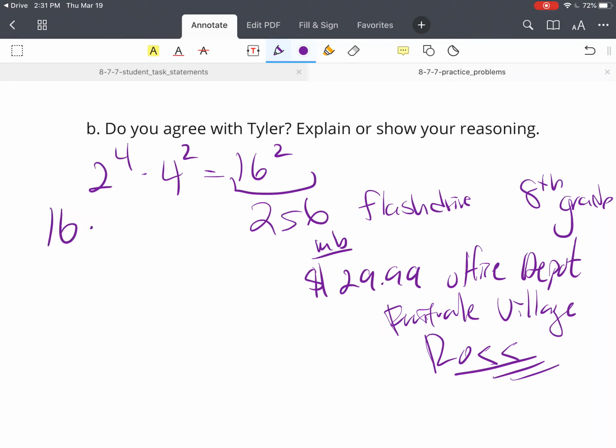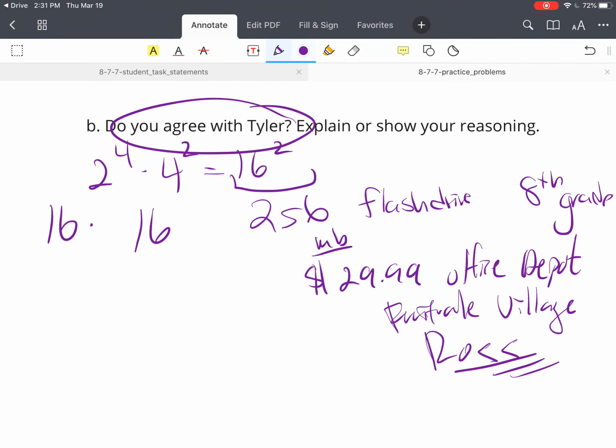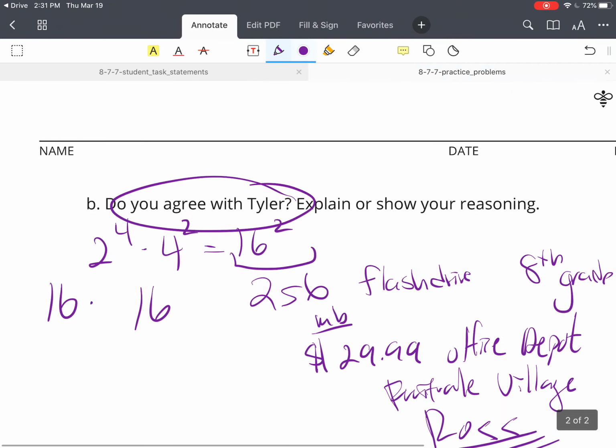That's okay though. So, 2 to the 4th is 16. And 4 squared is 16. So that's true. Tyler the Creator, right?